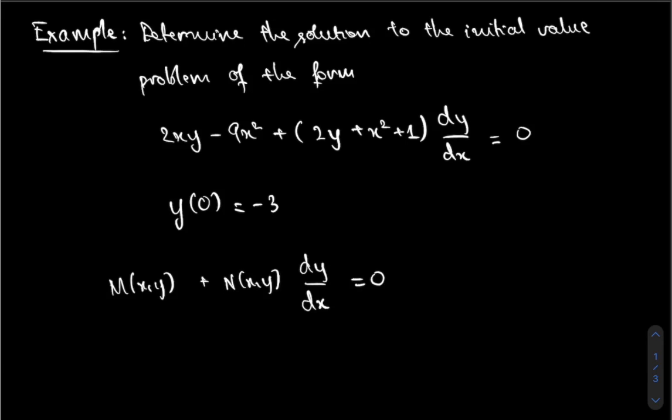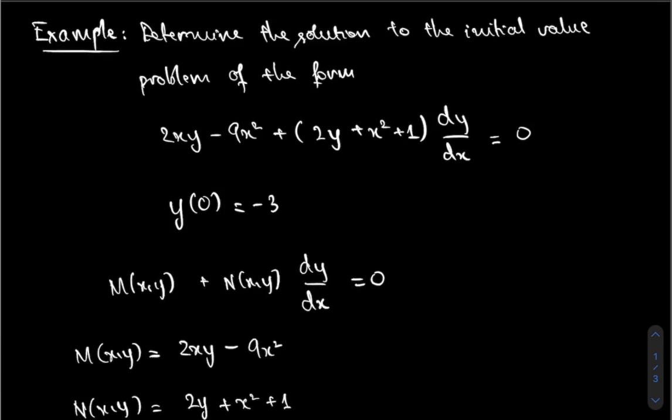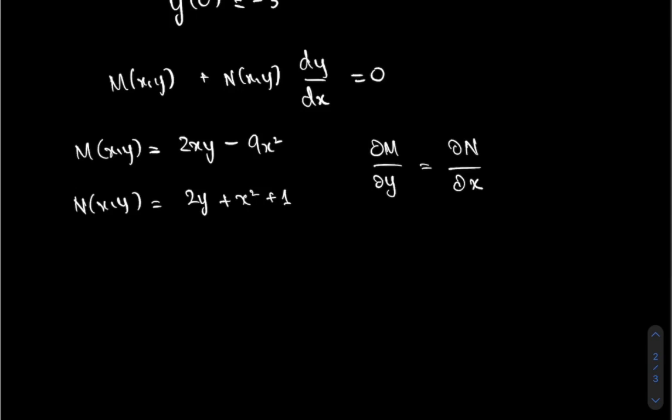So the first thing you need to do is identify what is M(x,y) and what is N(x,y). In this case, M(x,y) equal to 2xy minus 9x squared, and N(x,y) equal to 2y plus x squared plus 1. Before we can apply the exact differential equation technique, you need to show that partial M partial y is equal to partial N partial x. That means I'm going to take the partial derivative of M with respect to y and the partial derivative of N with respect to x, and hopefully they are equal to one another.